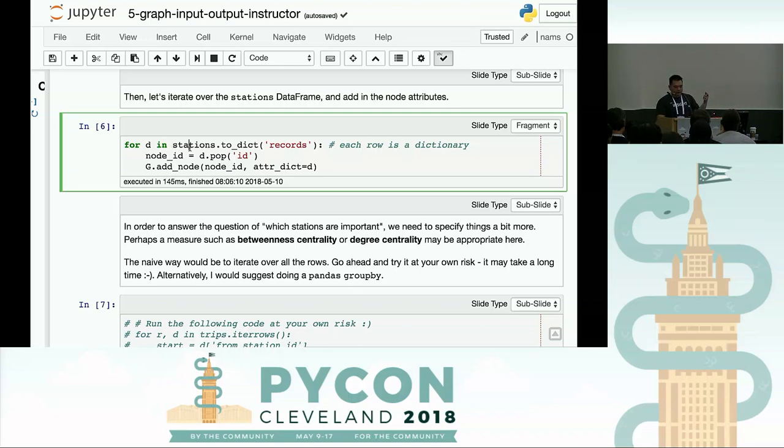So one thing that we do is, for example, we might want to say the to_dict. The to_dict records option allows us to convert the data frame into a list of dictionaries, and we can then grab the node ID and set that as the node. And then we have the attribute dictionary, which we pass in, which is the rest of the dictionary, okay?